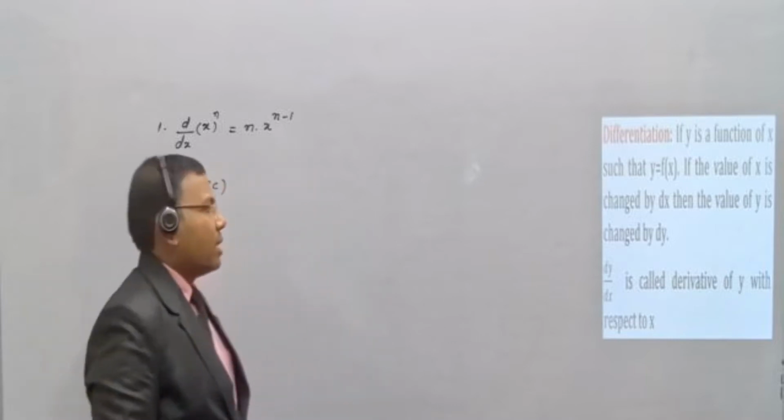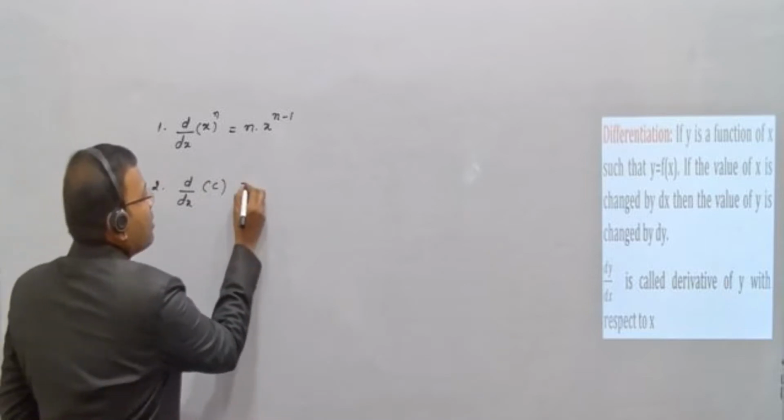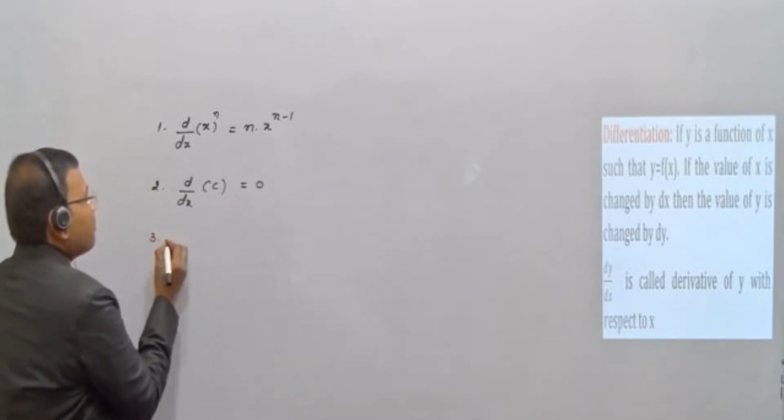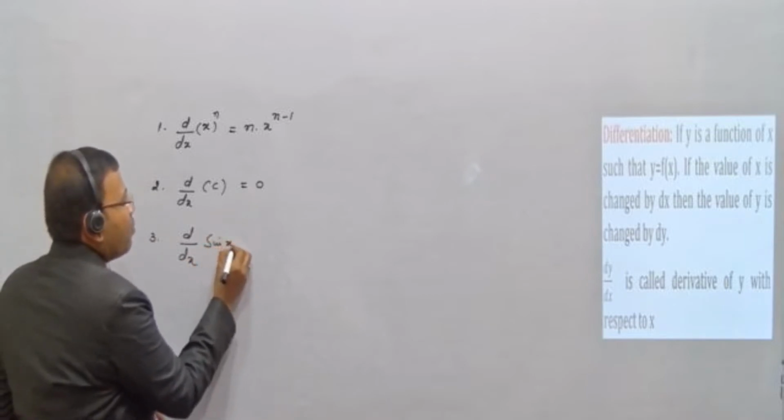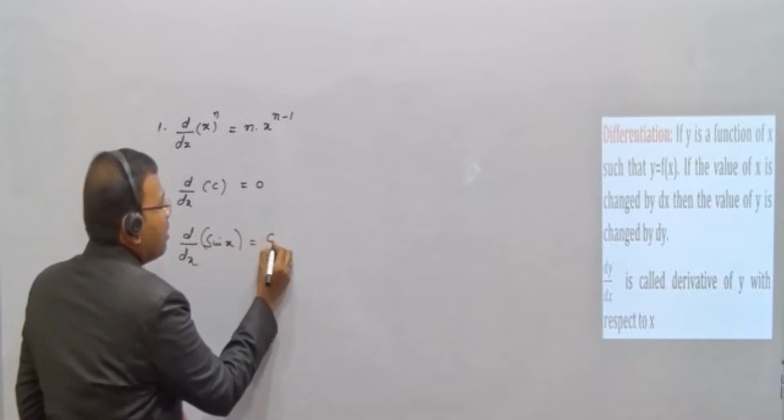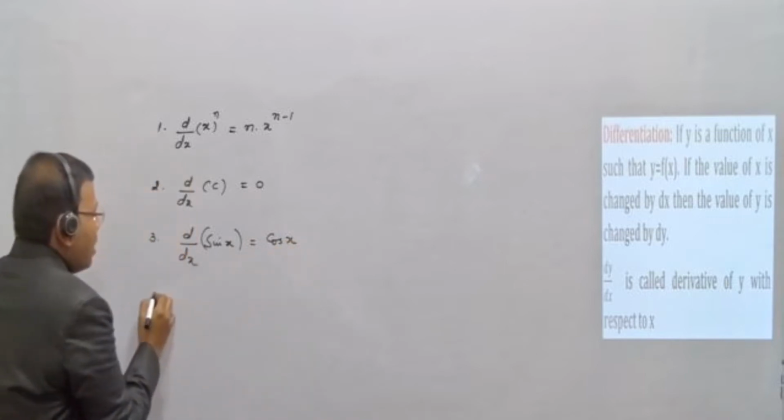ठीक है, अच्छे से याद रखना है. Differentiation of any separate constant is 0. Third one, differentiation of sin x. If you are going for sin x का differentiation करते हैं बेटा, तो ये बनता है हमारे लिए cos x.